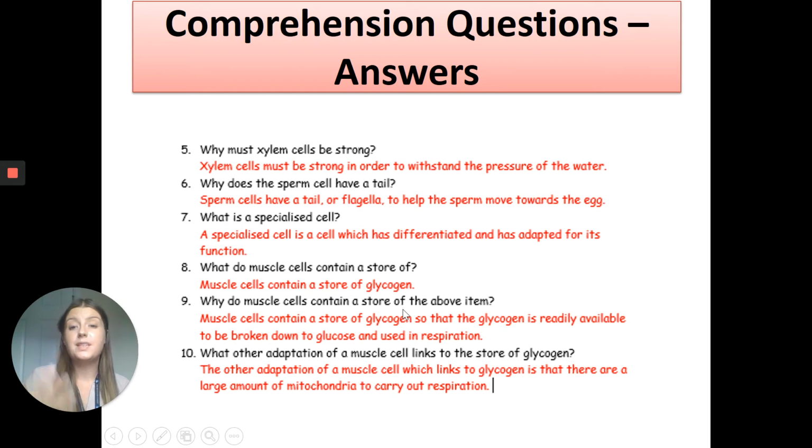Then this is where it gets a bit more tricky. So thinking about why is it important that they have that store? Now, like I said, glycogen is readily broken down into glucose, okay, or it's converted to glucose, and that can then be used in respiration. Okay, so what other adaptation of a muscle cell links to the store of glycogen? Okay, so thinking about what else is needed for that respiration to take place. Well, if there's a large amount of glycogen, there must be a large amount of mitochondria.